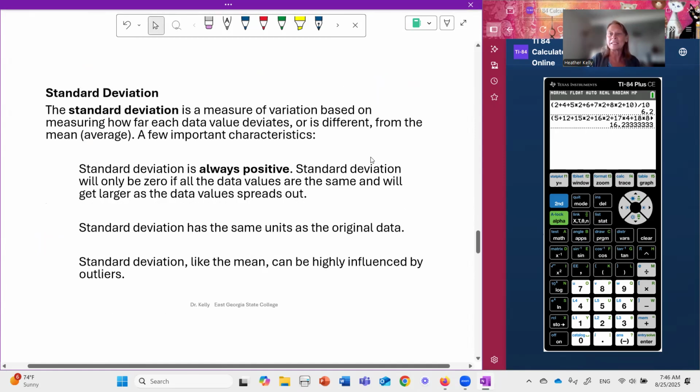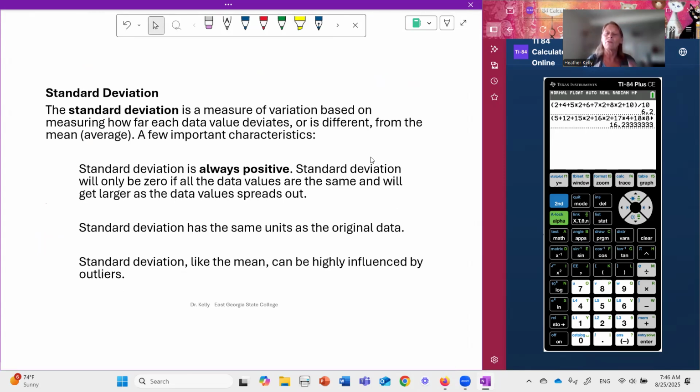All right, let's get to standard deviation. The standard deviation is the measure of the variation of each data point from the mean. So we figure out what the mean of all the data is, and then the standard deviation tells us how the data varies from the average. Basically, how spread out is the data?